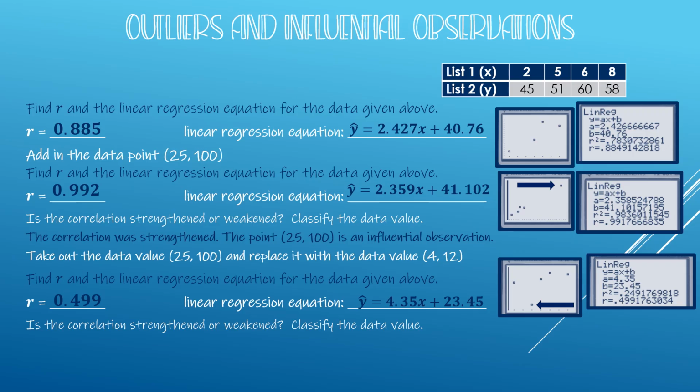So we're comparing it to the top, 0.885, and 0.499 is definitely lower. So the correlation was weakened, so that point is an outlier.